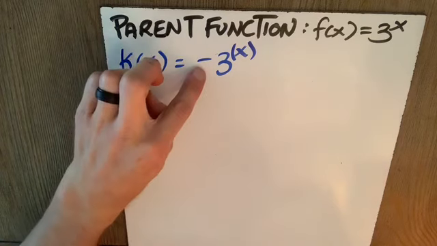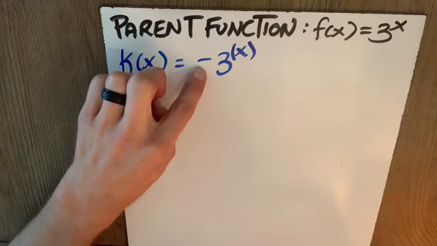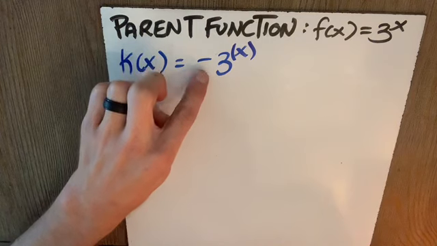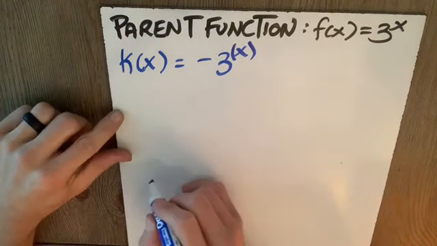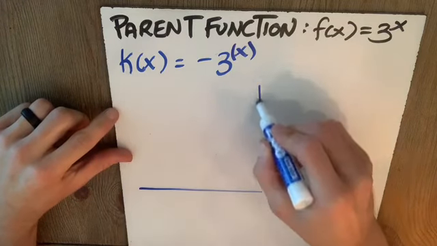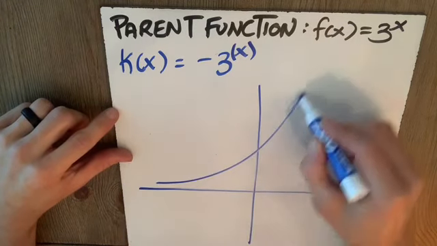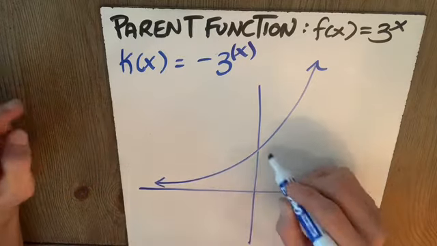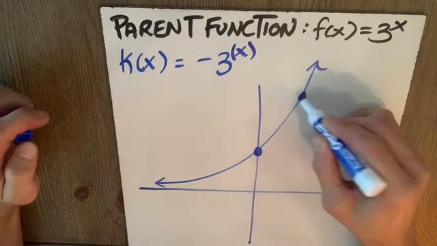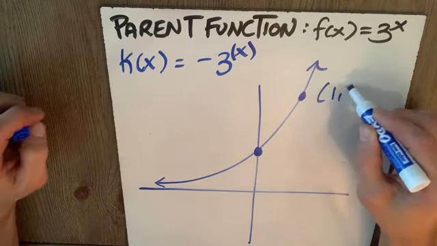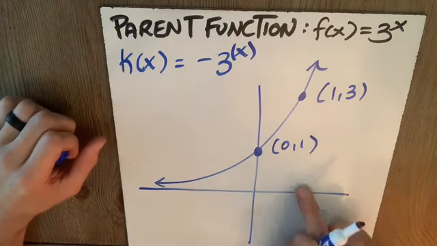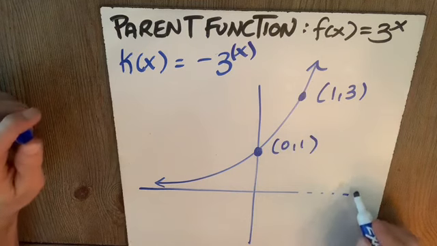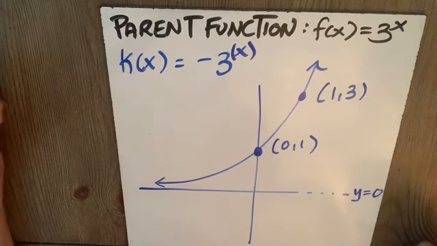Now here, outside affects the y. I'm going to take the opposite of the y values. So I know this is going to be reflection over the x-axis. Again, to draw my child function, I start out with my parent function, exponential growth, through these magical points, 1, 3, and 0, 1, and we've got this beautiful horizontal asymptote here at y equals 0.